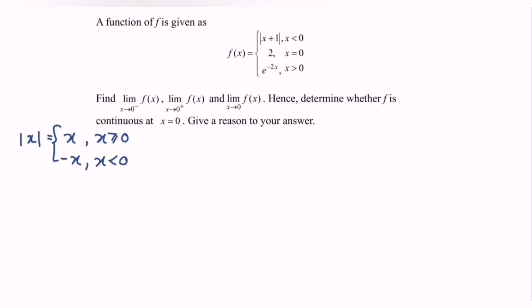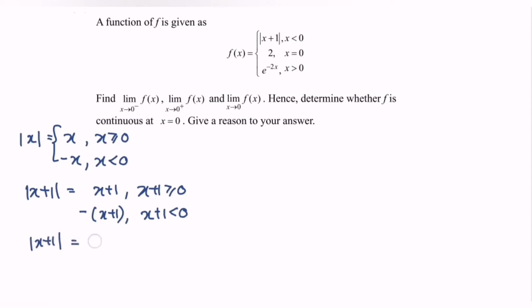Next, focus on the modulus of x plus 1, where we have the definition x plus 1 when x plus 1 is greater than or equal to 0. Next, we have negative bracket x plus 1 when x plus 1 is less than 0. Kindly simplify the situation, and we will have the modulus of x plus 1 is equal to x plus 1, with domain x greater than or equal to negative 1. Next, we have negative bracket x plus 1 with the domain x less than negative 1. So here we have the definition.